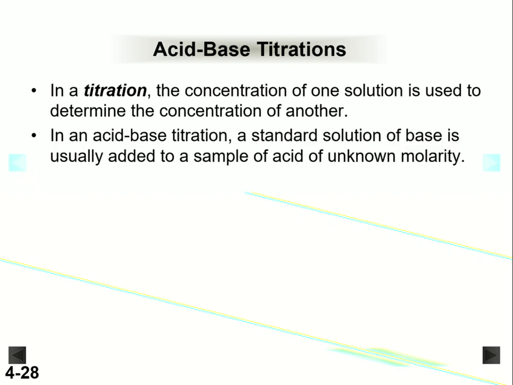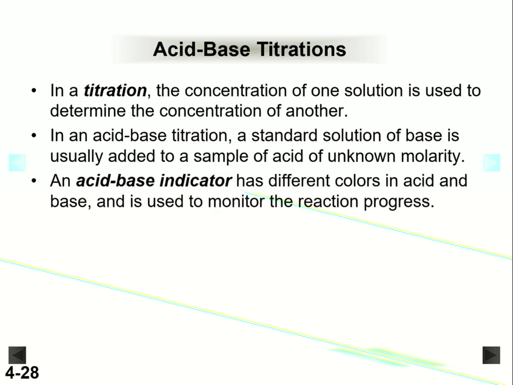In acid-base titrations, the standard solution of base, and you can have standards of acid as well, is typically added to a sample of unknown acid or unknown base. So you can have standards that are alkaline or standards that are acid. To know when you've reached the end of the reaction, when you've got chemical equivalence, we use what we call an acid-base indicator. And usually this will show us a change in color when we've reached the equivalence point.